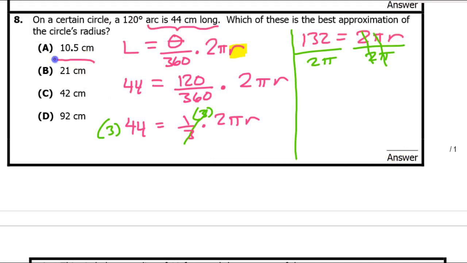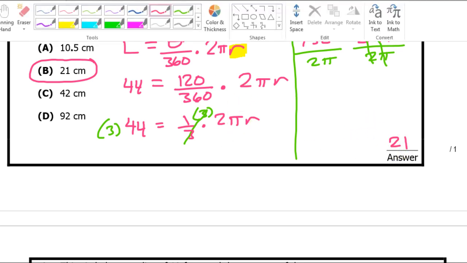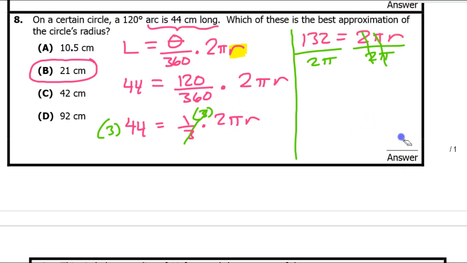Okay, so the best approximation is 21. 21.01 is very close to 21. Well, actually, they want me to put B. This is multiple choice, so I'm just going to put B right here.